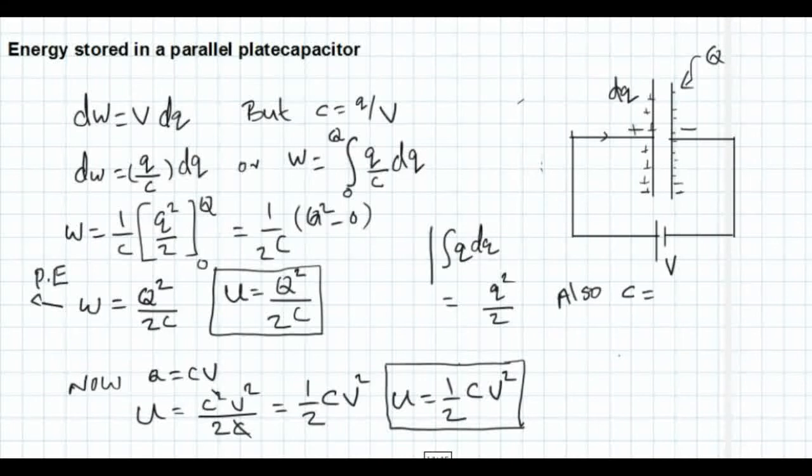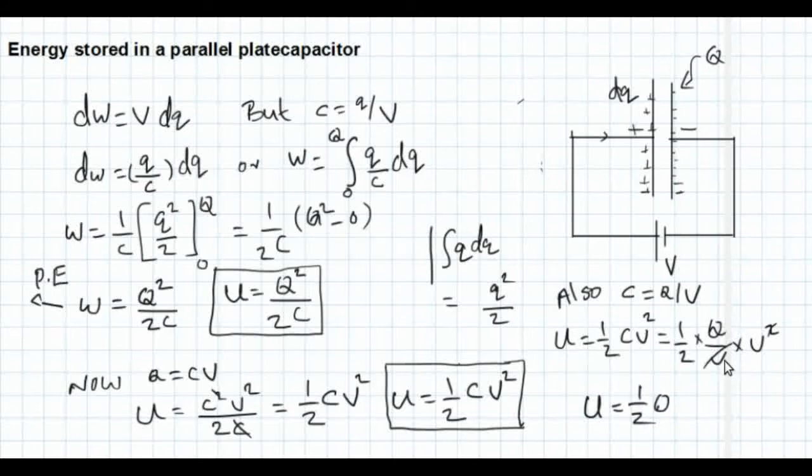But there is one more relation possible, because we know C is equal to Q by V. Therefore, this C is replaced by Q by V. That means it is 1 by 2 into Q by V into V square. So one of the V of V square will cancel. Therefore, U is equal to half QV. So half QV is the third equation for the energy stored in a capacitor. This way we have three equations for energy stored in a capacitor.